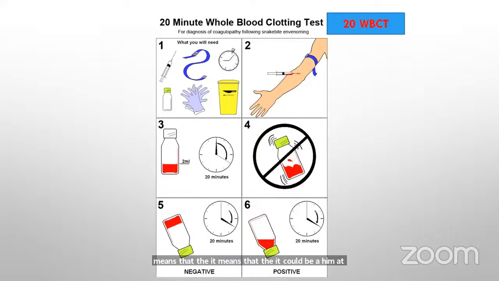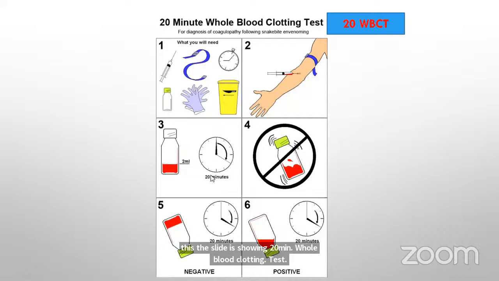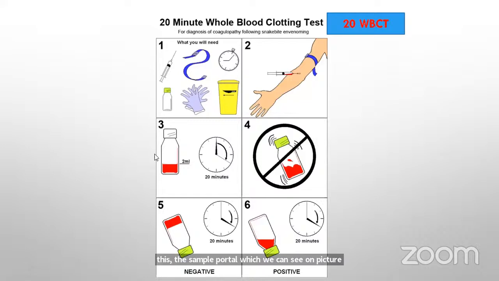Next. Sir, sorry to disturb. May I ask a question, please? Yes. Sir, the slide is showing the 20-minute whole blood clotting test. In the sample bottle we can see in picture number 3, does it contain any previous solution, or is it a plain bottle? No, it's a plain bottle. You have to take 2 ml of blood in that, and you have to keep it just like in figure number 4.